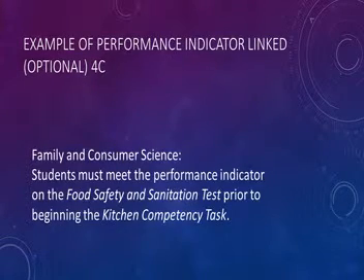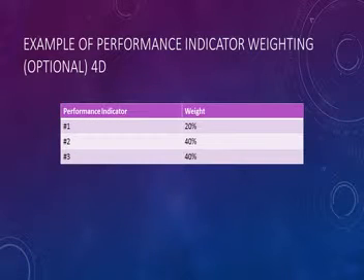If we look at the optional 4C where they're linked, it would look something like this. Students must meet the performance indicator on the food safety and sanitation test prior to beginning the kitchen competency task. So one has to happen before the other. That's the linked. And then the last idea of it being weighted, if you have multiple indicators, like for example on this slide 1, 2, and 3, you can weight them all differently. So the first performance indicator is going to be worth 20%, while the next 2 are worth 40% each to bring the total to 100.